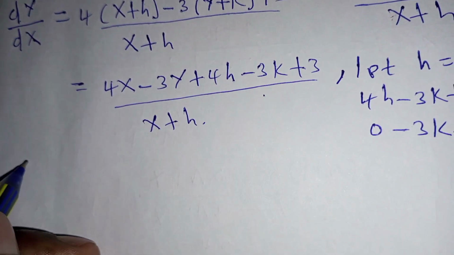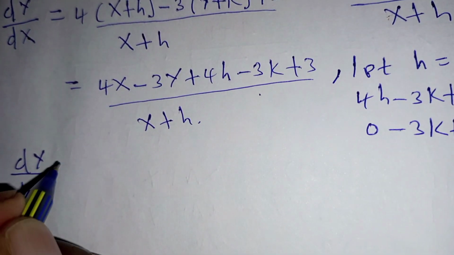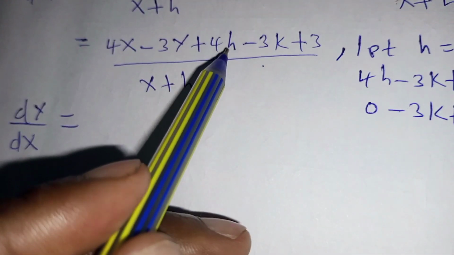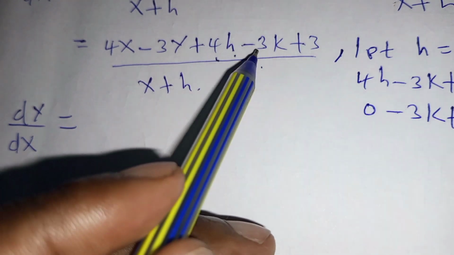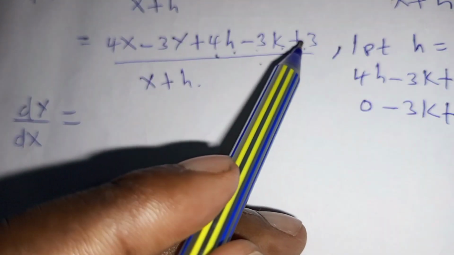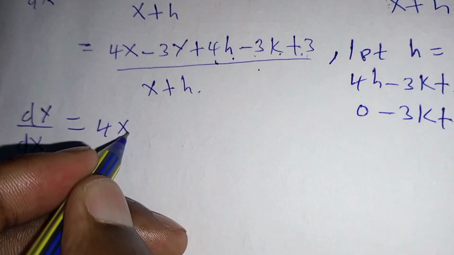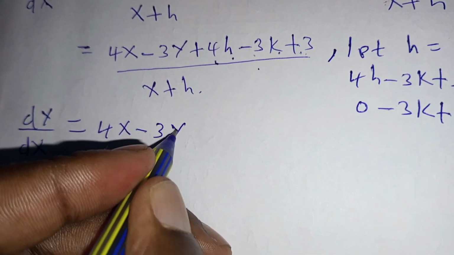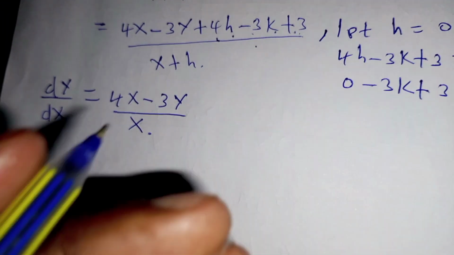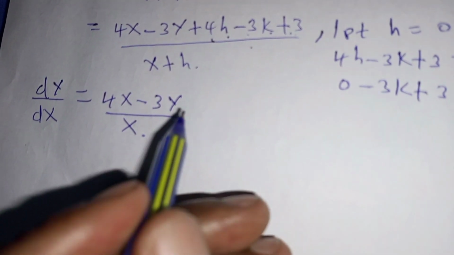When you do that, you are going to get dy over dx is equal to, making that substitution, 4 times 0 is 0, 3 times 1 is 3, plus negative 3 plus 3 will give you 0. So we are going to be left with 4x minus 3y divided by x. Now this equation which we have obtained, we have reduced it to a homogeneous equation.